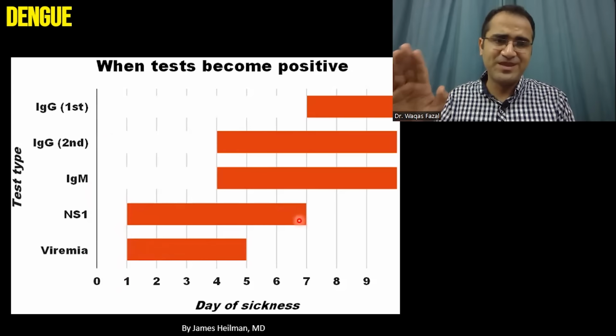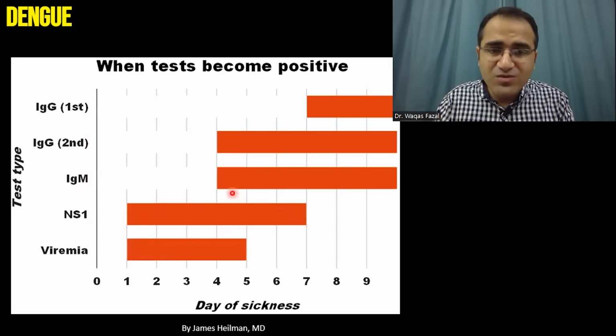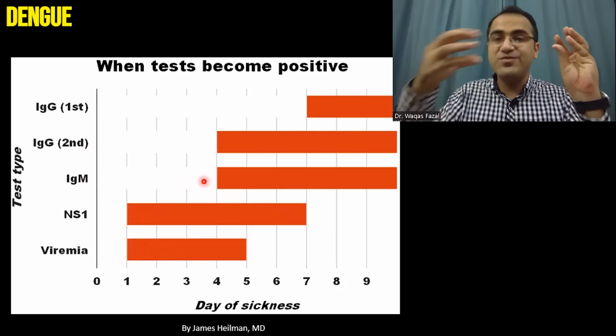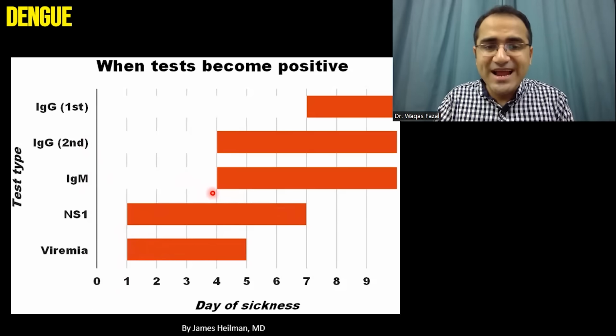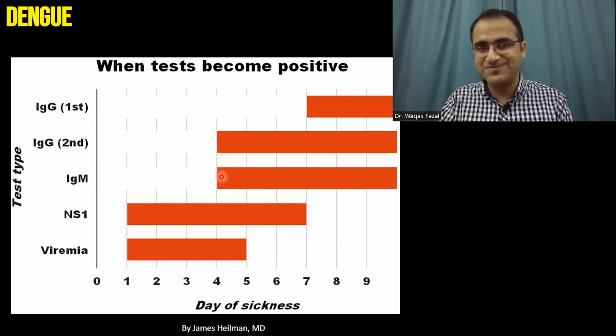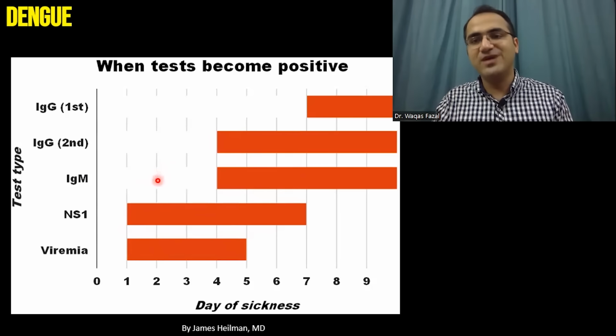not be used. Antibodies, IgG and IgM, usually take almost 4 to 5 days to appear because the immune system takes time to activate against the virus. And after 4 days, you can use IgM and IgG antibodies. So this is all about the tests done to diagnose dengue virus.